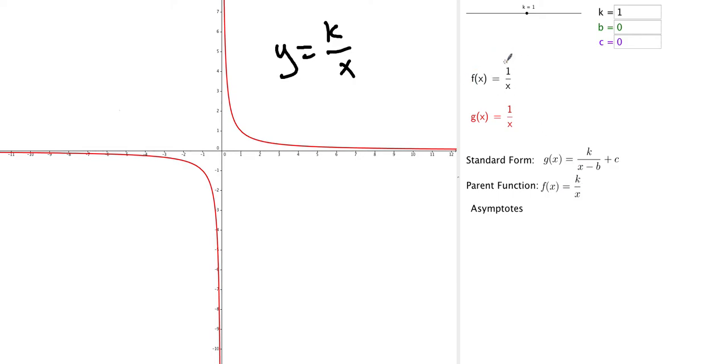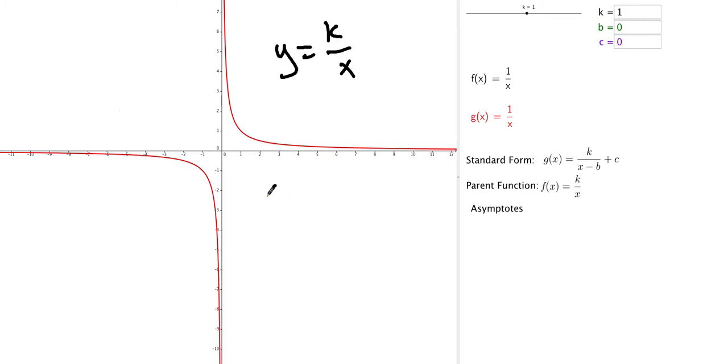F of x is y equals 1 over x, and that's what we see here in red. So what inverse variation looks like is you have these two separate parts of the graph, and they're actually called branches. That's the vocabulary term for them. There's two branches.